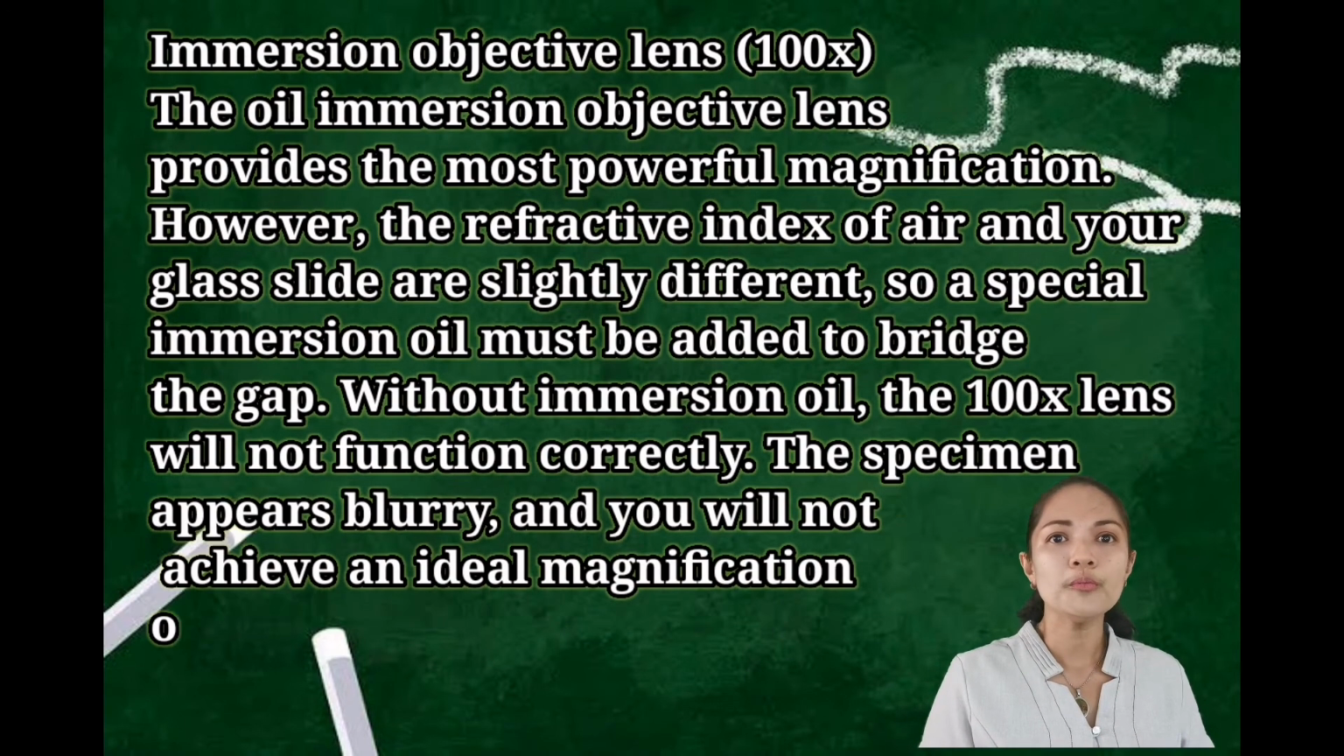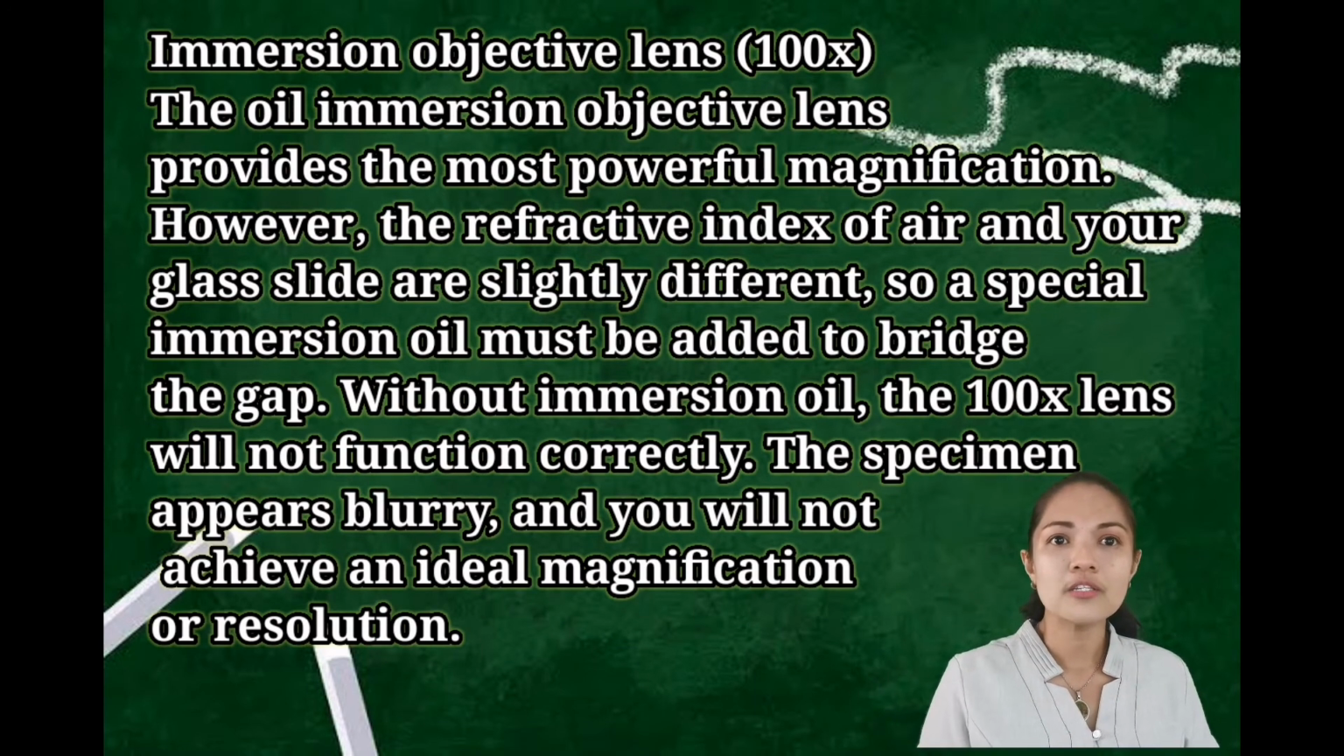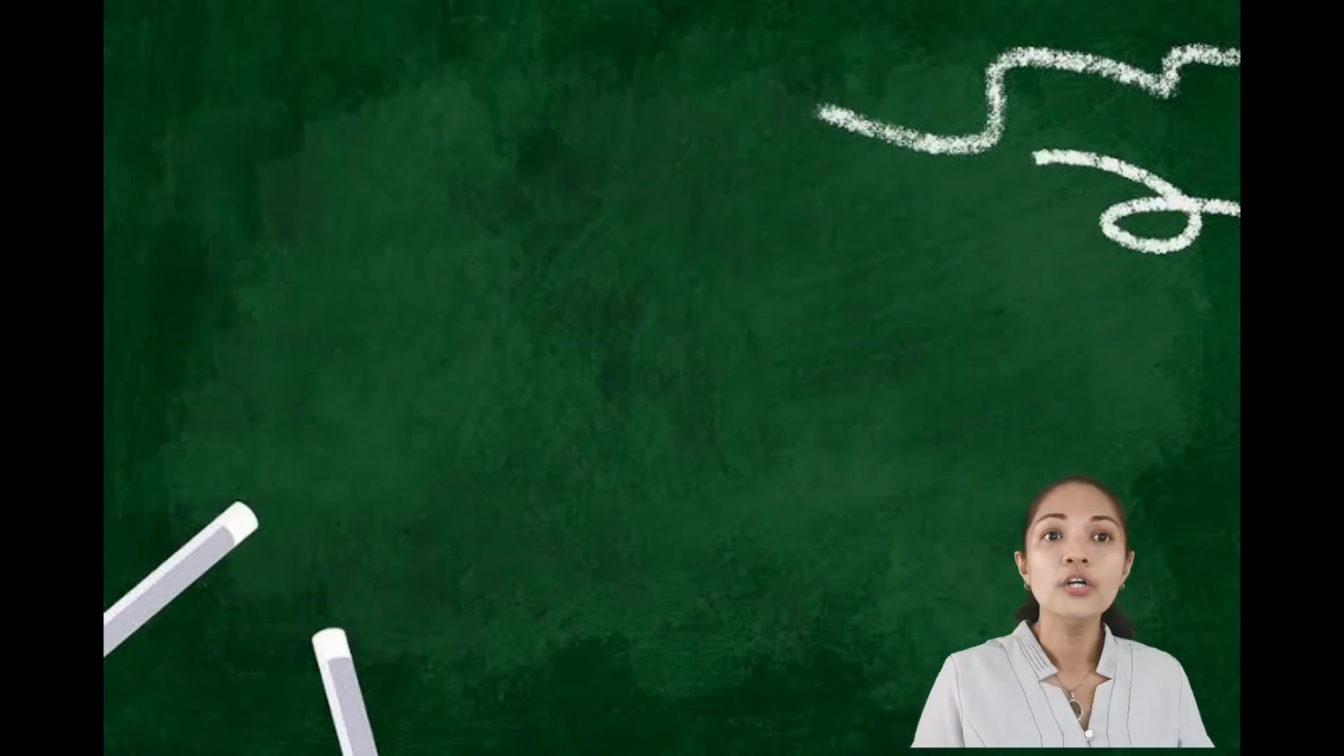The oil immersion objective lens provides the most powerful magnification. However, the refractive index of air and your glass slides are slightly different, so a special immersion oil must be added to bridge the gap. Without the immersion oil, the 100 times lens will not function correctly. The specimen appears blurry and will not achieve ideal magnification or resolution.